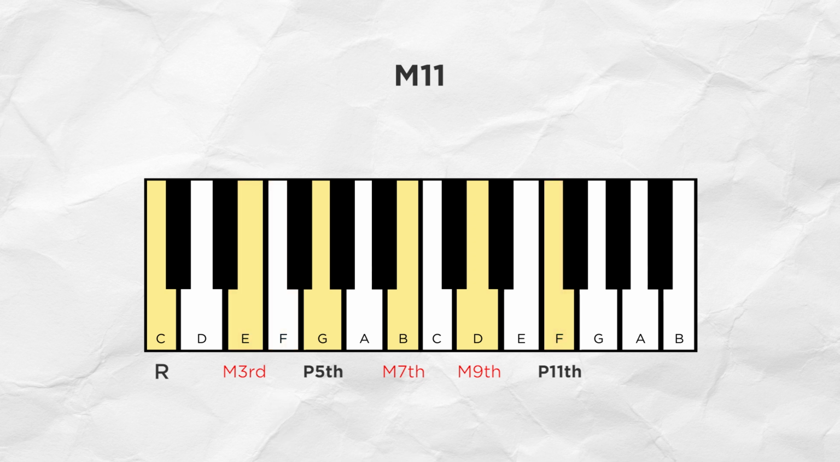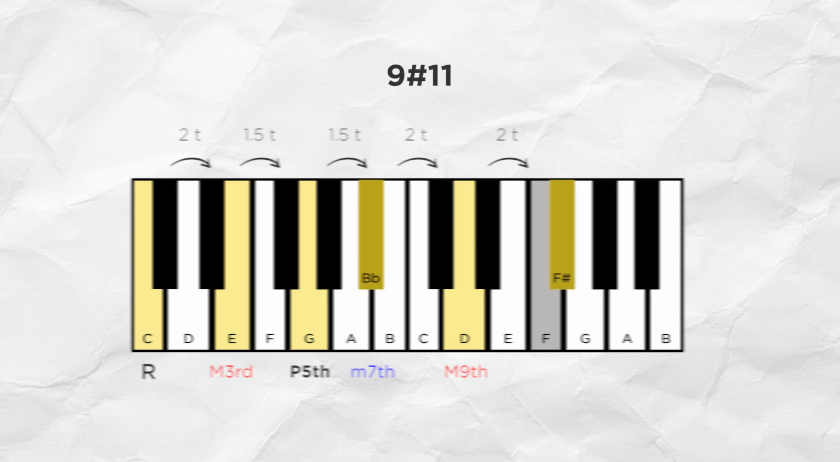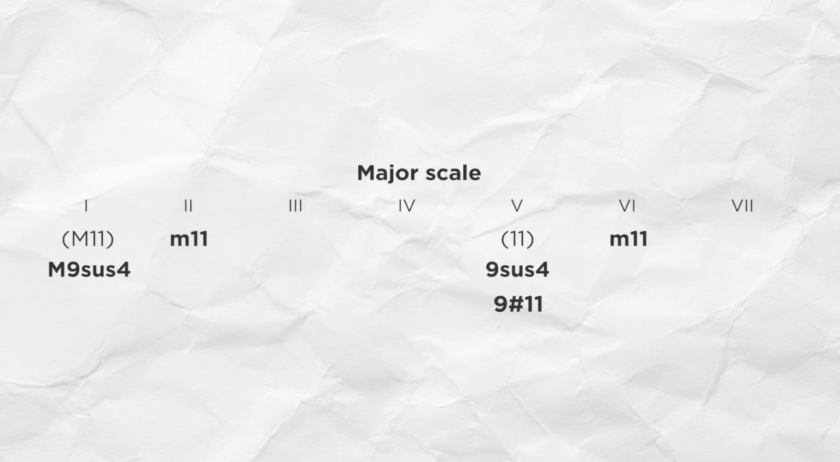So to avoid that, it is common to either remove the third or raise the 11th by a semitone. If you remove the third, no problem, the dissonance disappears. And you can just do that on a major 11th chord. You can also do that on a dominant 11th chord, but the third here is kind of important for the function of the dominant. So we tend to prefer to raise the 11th on the dominant chord. That creates a dominant 9 sharp 11 chord that we can add to our list here.